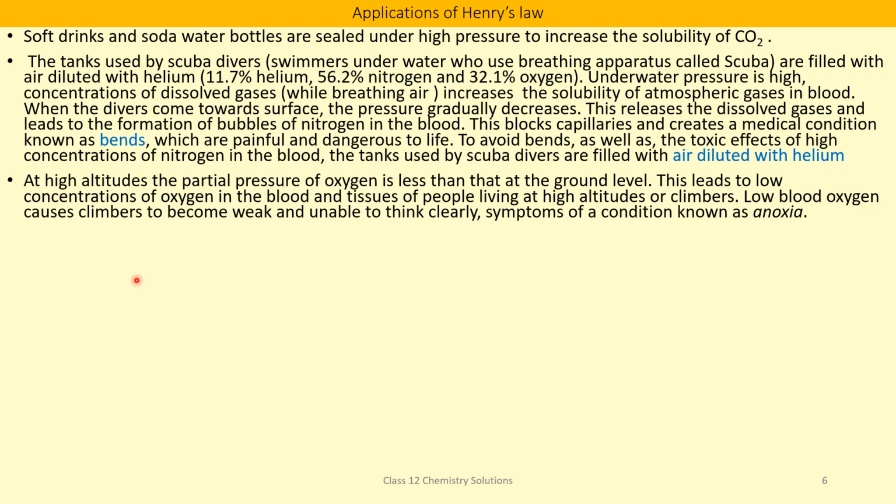Similarly, another case is that of trekkers. At high altitudes the partial pressure of oxygen is less than that at ground level. This leads to low concentrations of oxygen in the blood and tissues of people living at high altitudes or mountain climbers. Low blood oxygen causes climbers to become weak and unable to think clearly, symptoms of a condition known as anoxia.